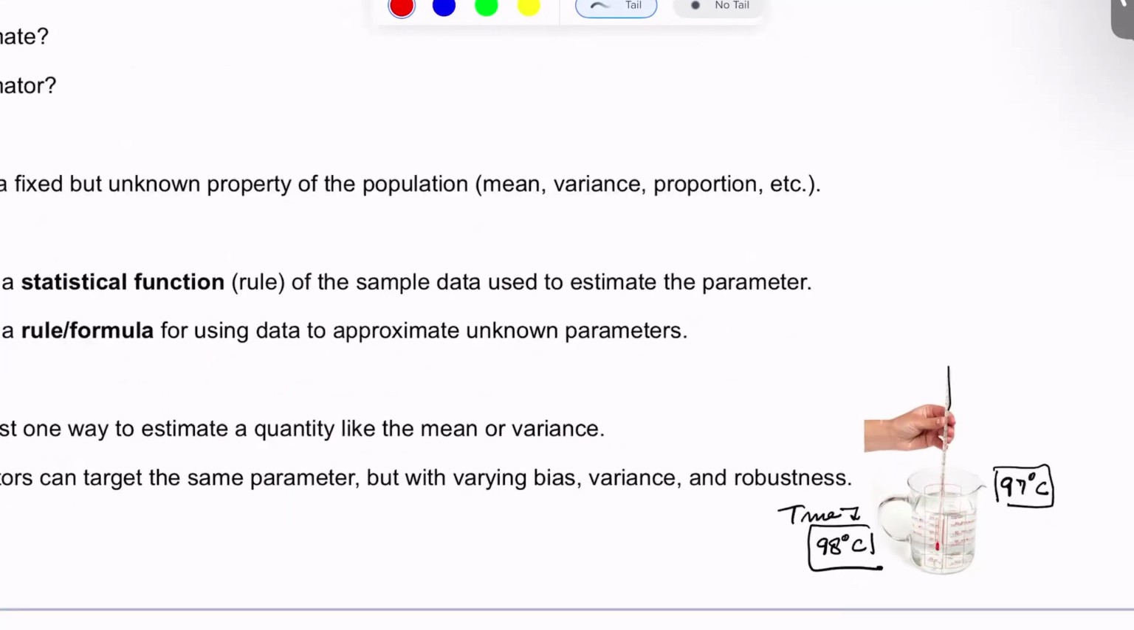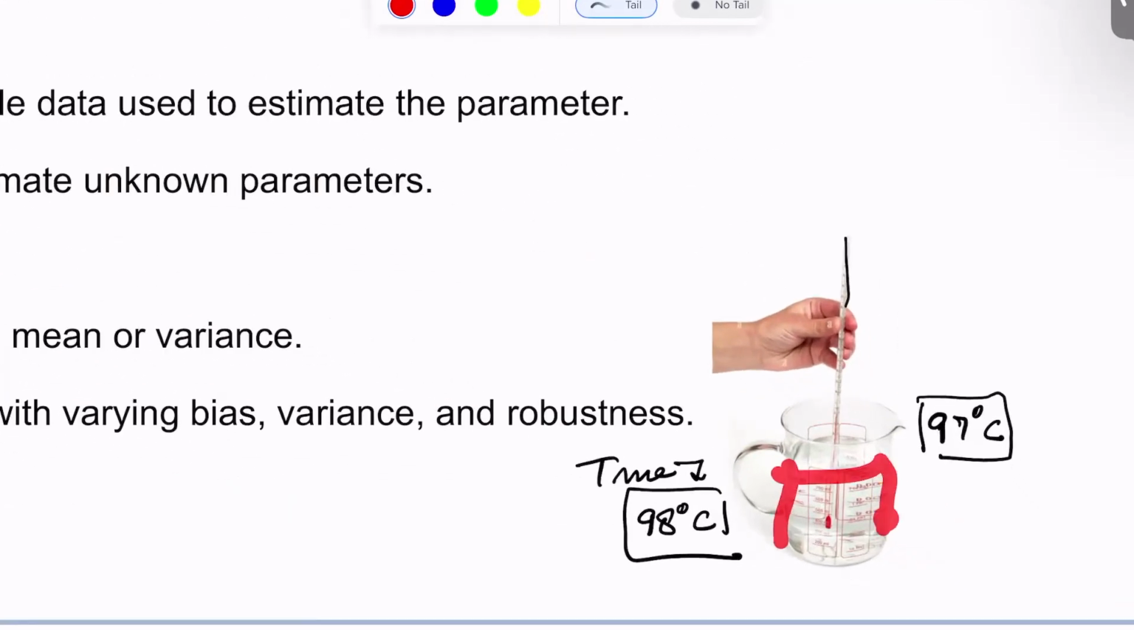Let's say, for example, we have this jar filled with water and assume that the true temperature of this water is 98 degrees Celsius, and we want to measure the temperature of this water using a thermometer. Now, there could be many ways to do that. We can simply measure the surface level temperature, or we can measure temperatures at different levels and take the average, or we can stir the water and then measure the temperature again at the surface level or at different levels.